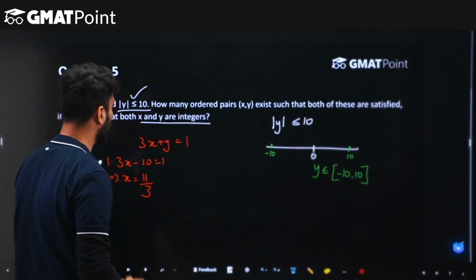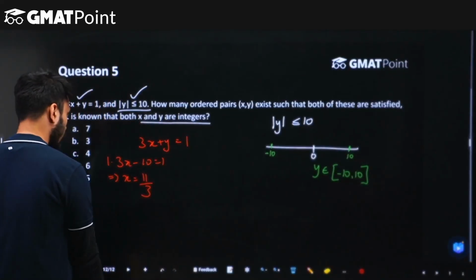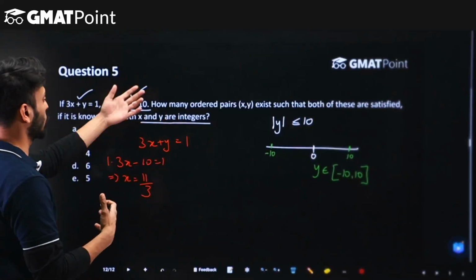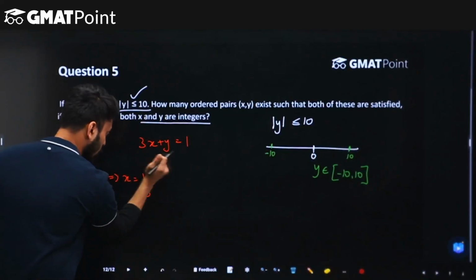However, I am told that x must be an integer. This means y equal to minus 10 will not offer me an ordered pair that satisfies all of these conditions. So this does not work.